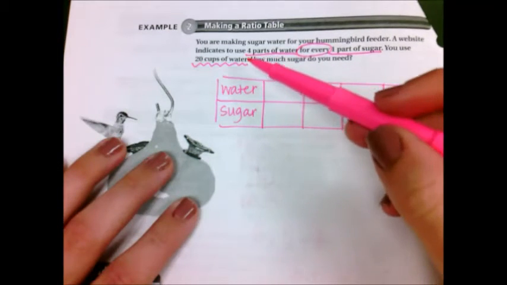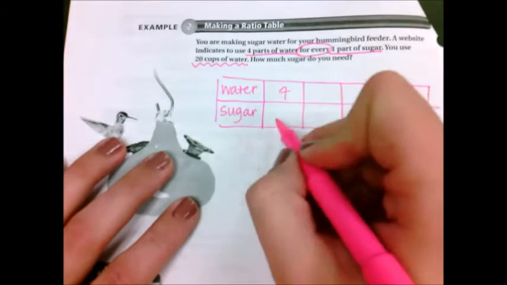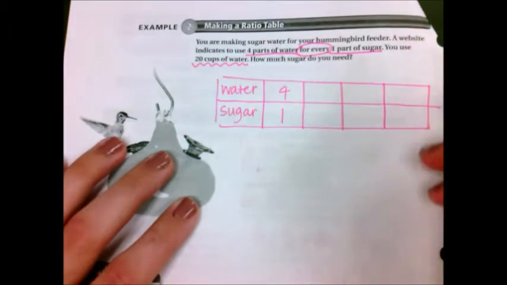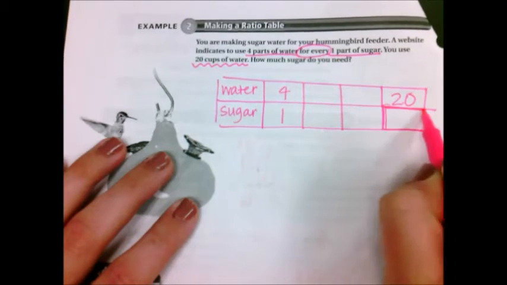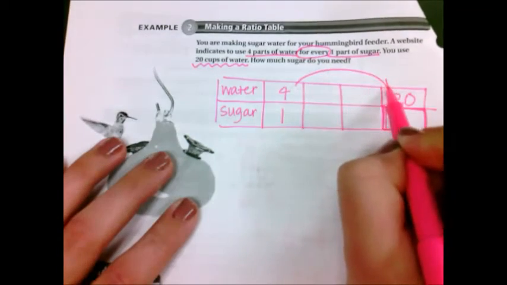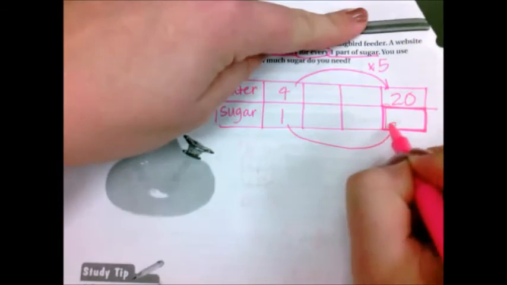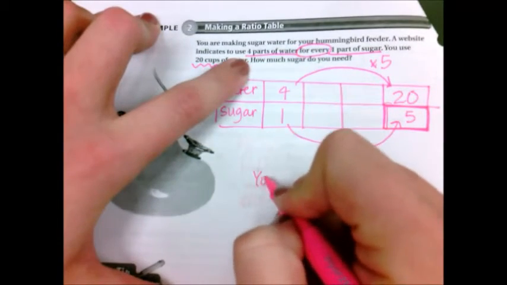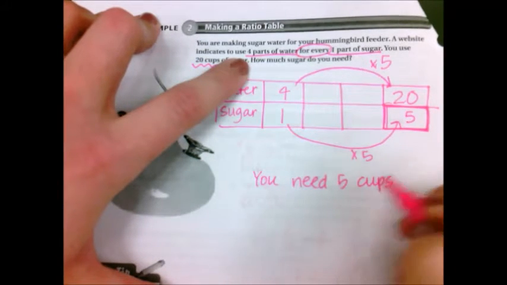The ratio the problem gives me is 4 parts of water. So next to water, I'll write 4, to 1 part of sugar. So next to sugar, I'll write 1. It wants to know what happens if I use 20 cups of water. So 20 goes with water down here. And I'm going to start to try to figure out what should be in this last box. How much sugar would I then need to use? I can go from 4 to 20 by doing times 5. I'll do the same thing down here. 1 times 5 is 5. So how much sugar do you need? You need 5 cups of sugar.